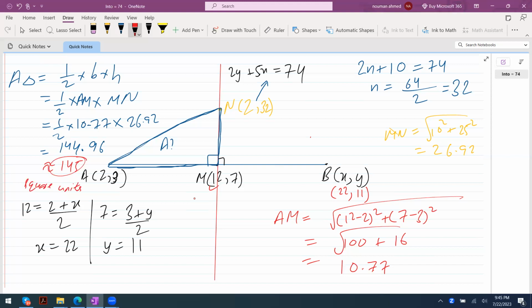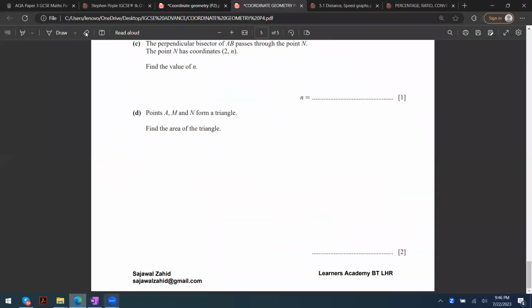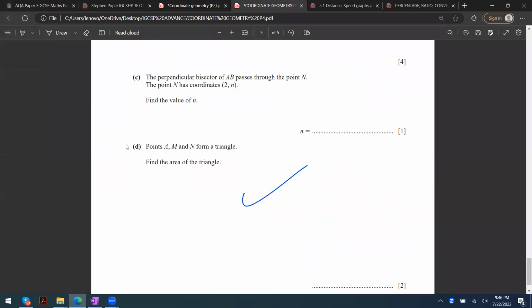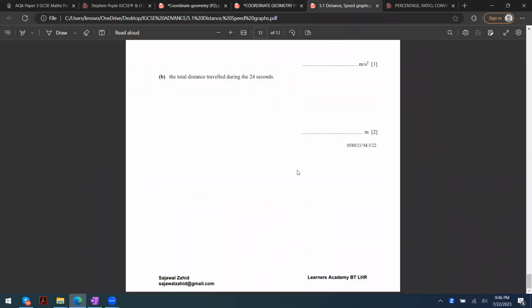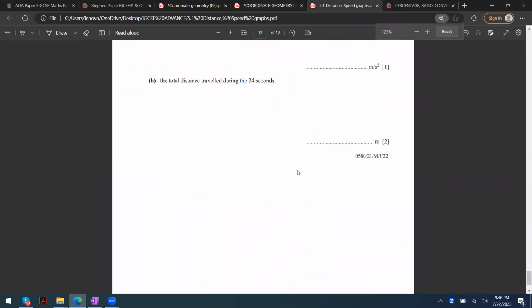All right, I hope it's clear. We have done this question. You can do the remaining questions at home. I will upload this. Let's move to the next topic, distance time graph. We are moving to the graphs topic now.